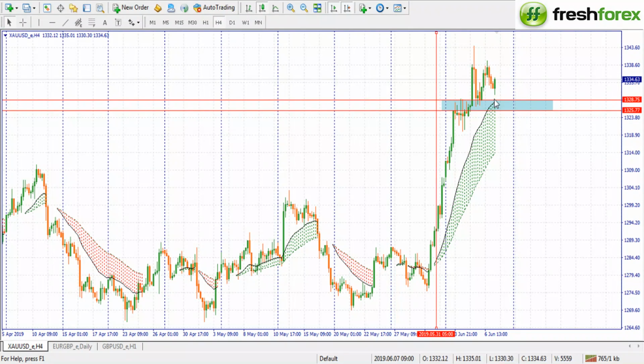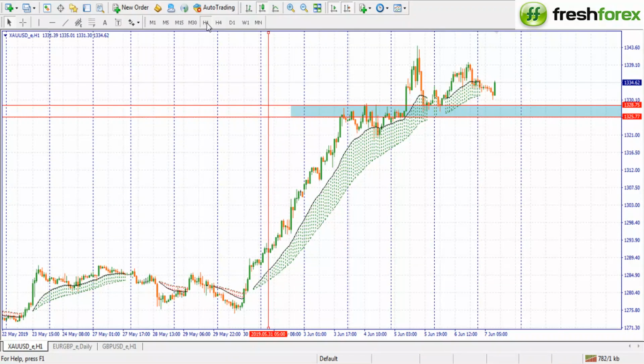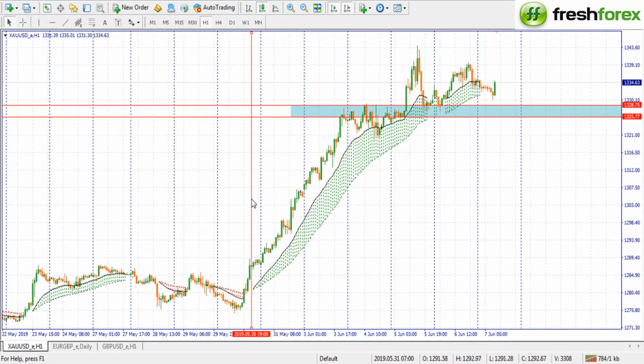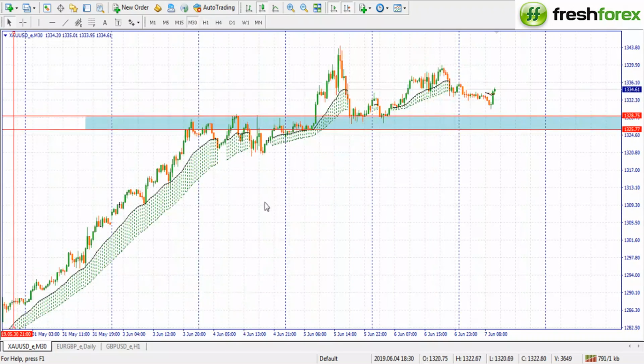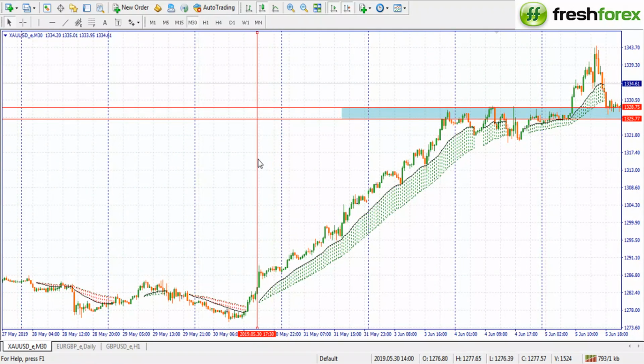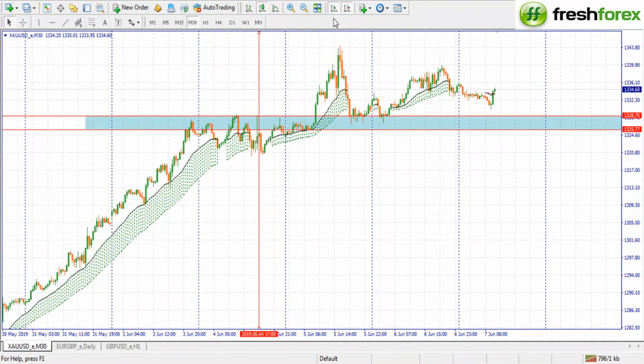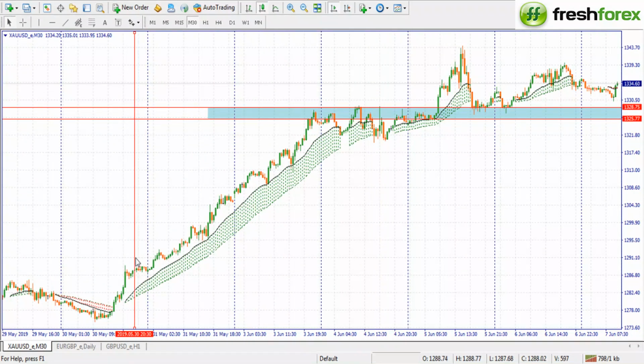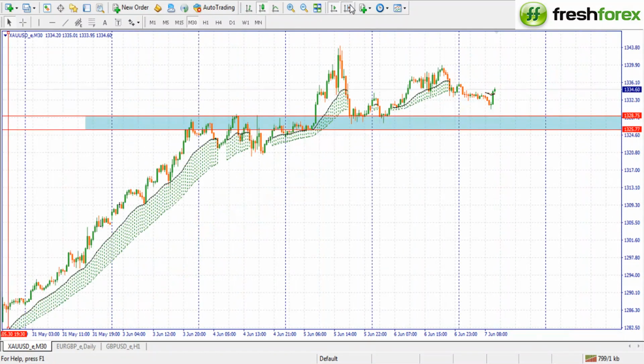Gold is a buy, but only if price can retrace back up to this level. If price comes back to this level, we look for a buy. 1 hour, we are still upwards. Actually started being upwards from when this happened. Still upwards. 30 minutes, we are still upwards, and that started here at that point.